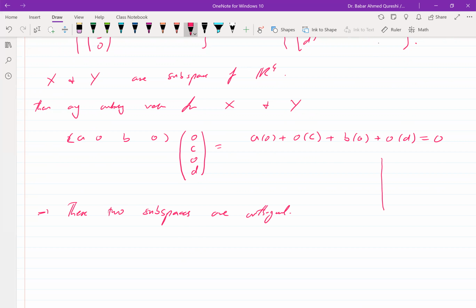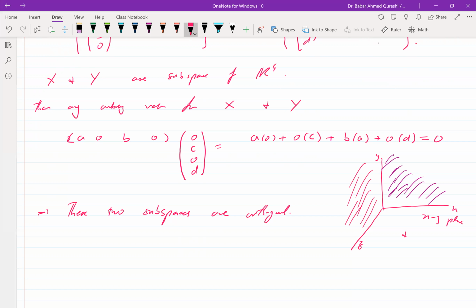I can give you an example. Let me first give you a geometric example of two subspaces which are not orthogonal. So if I consider this plane and I consider this plane, so XY plane, this is x-axis, this is y-axis, this is z-axis, XY plane, and YZ plane.